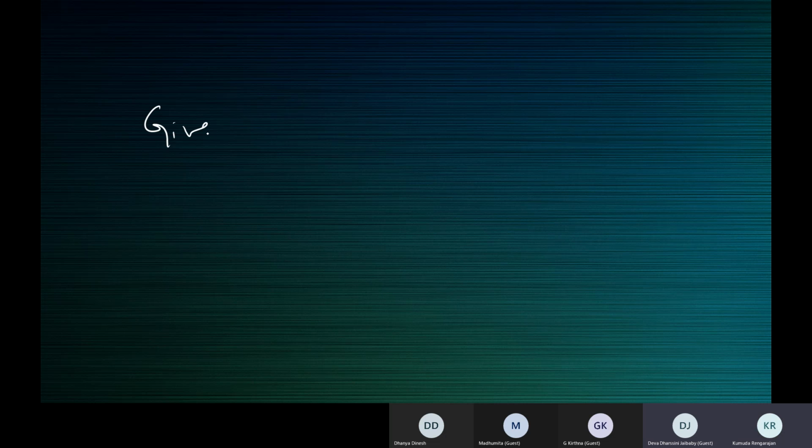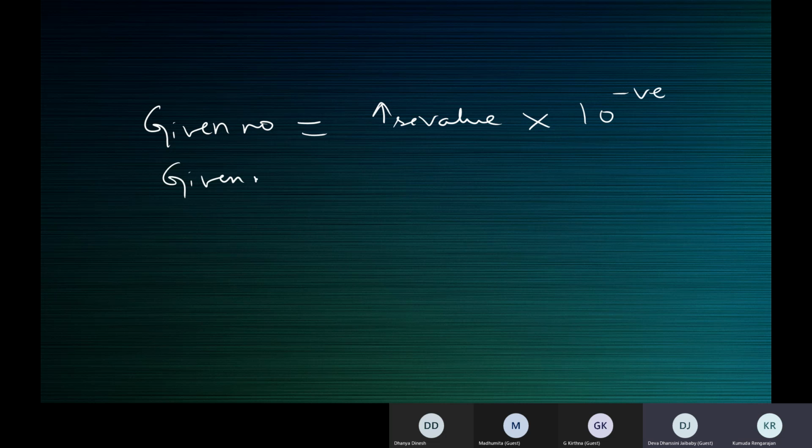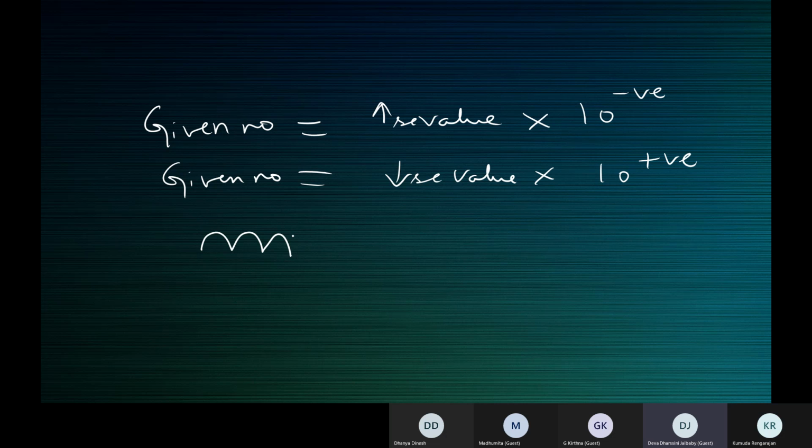So you write the given number, you increase the value, then into 10 raised to a negative power. But the given number, if you've decreased its value, then you must write 10 with a positive power. And what the value of the power will be depends on the number of decimal places, how many times you move the decimal point.